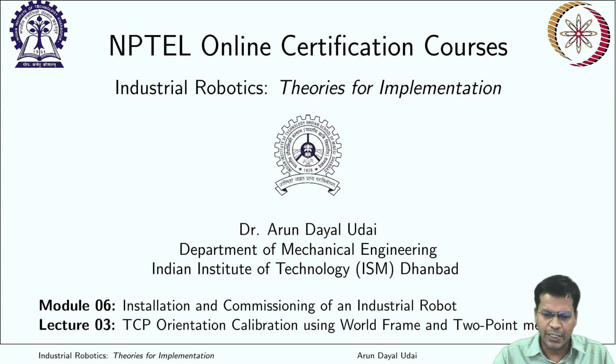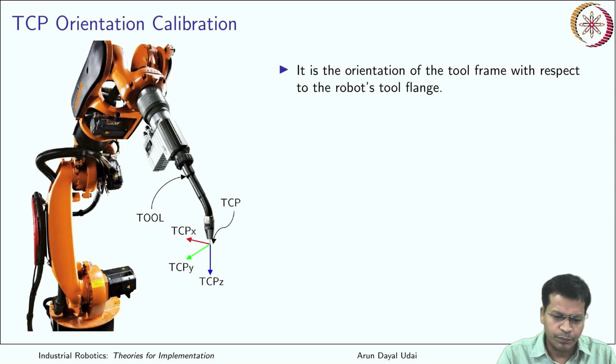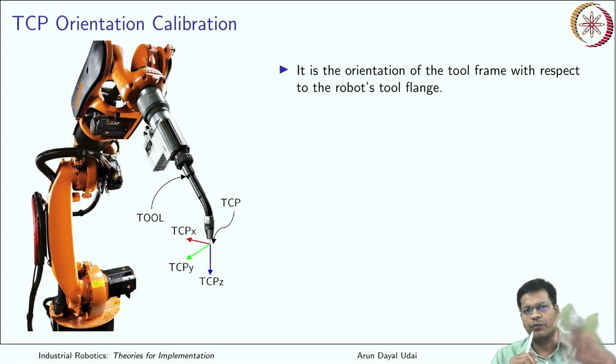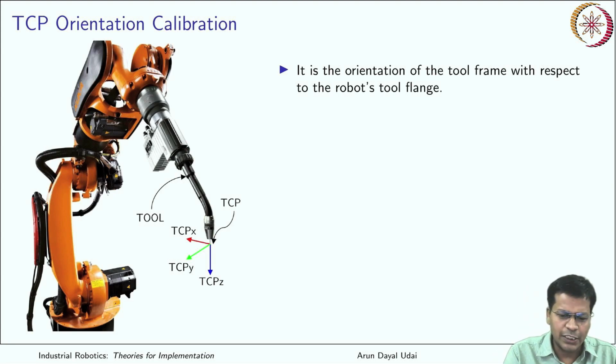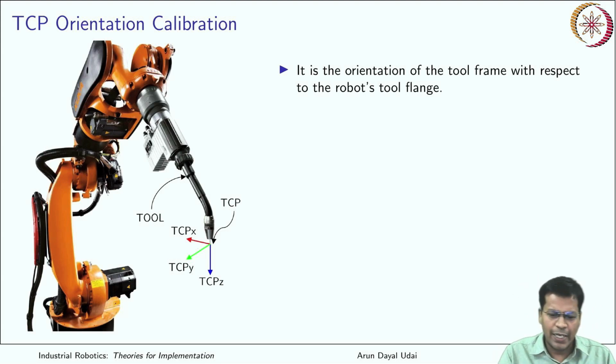So let me move further. It is the orientation of the tool frame with respect to the robot's tool flange. The tool flange is over here, where you actually attach your tool. So this is what TCP orientation calibration is. It intends to find the transformation matrix from here to this TCP, which gives the rotation along three different axes and takes me to the aligned orientation with respect to the base, to this tip. So that is orientation calibration.